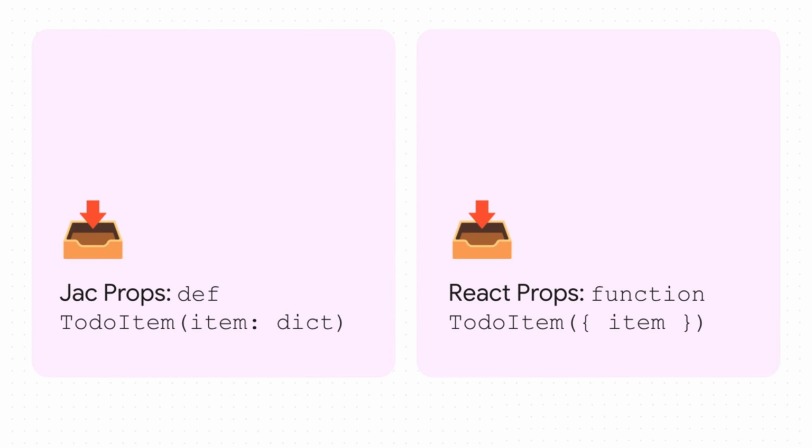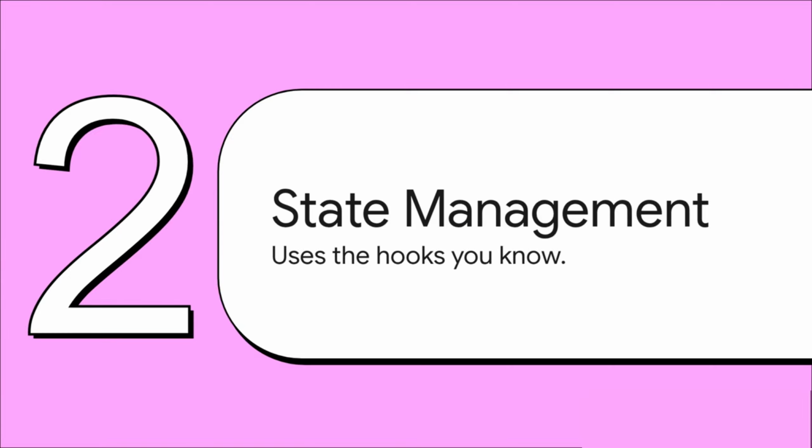And props? Yep, they work exactly like you'd hope. You can see the React component over there, destructuring its props like we always do. The JAC component, it just takes item as an argument, and you can even add types. But the main idea, passing data down from parent to child, it's one-to-one the same. For a React dev, there's basically zero learning curve here. You're already home.